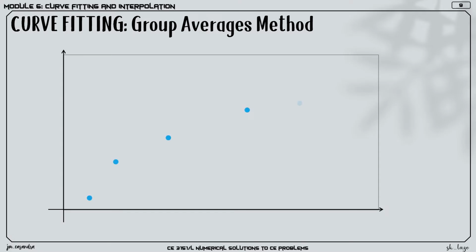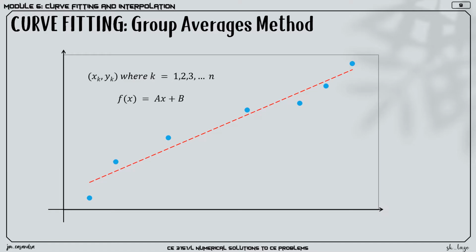So given our exact values and a line defining our approximate values, we take x sub k, y sub k for our coordinates, wherein k is equal to 1, 2, 3 until n. And since we are defining the relationship of the coordinates x, y of the points in terms of a straight line, we now use the function f of x is equal to ax plus b.